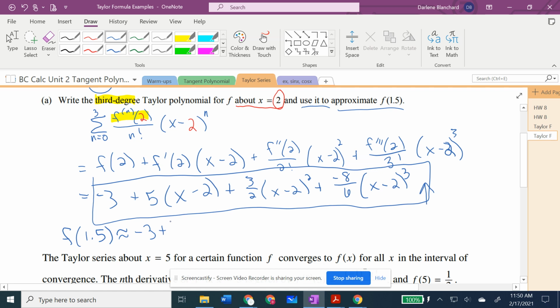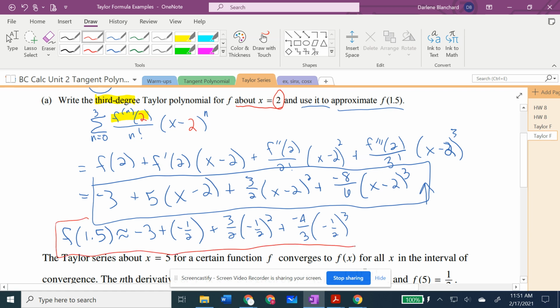If I plug in 1.5, that's just going to give me negative 1/2. Simplify at your own risk. I'm going to reduce the fraction to negative 4/3. You are allowed to call it a day on that. As long as that number is plugged in, you've got it.